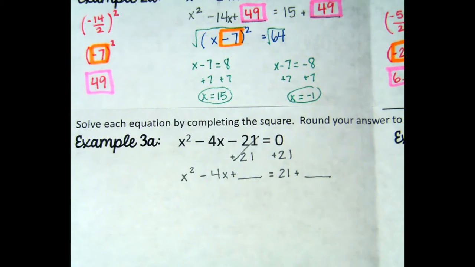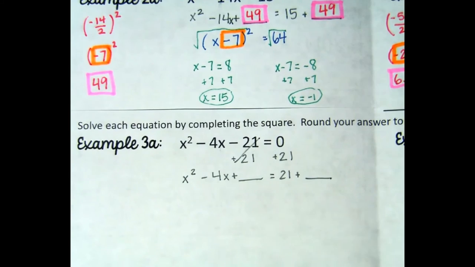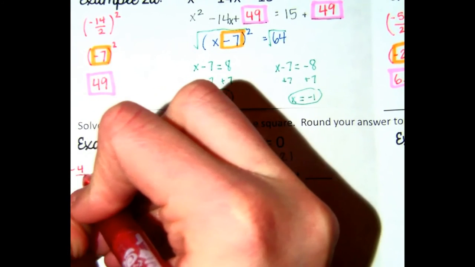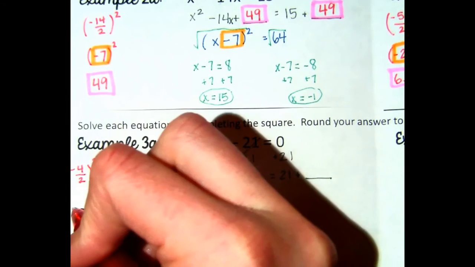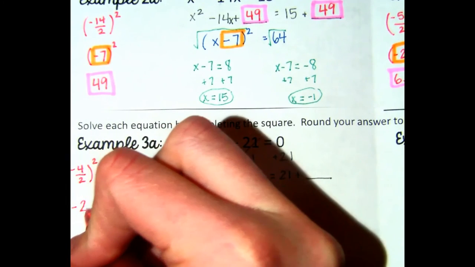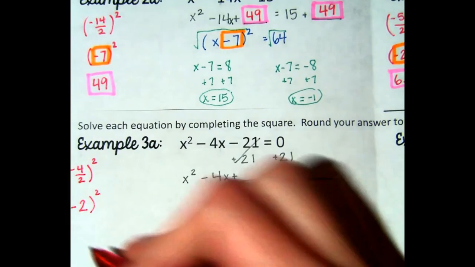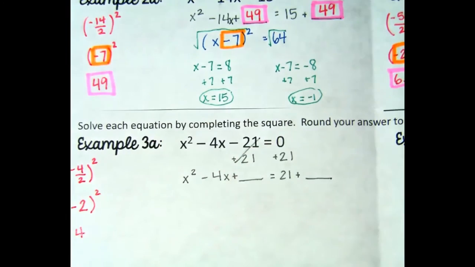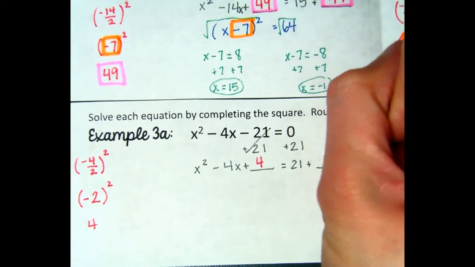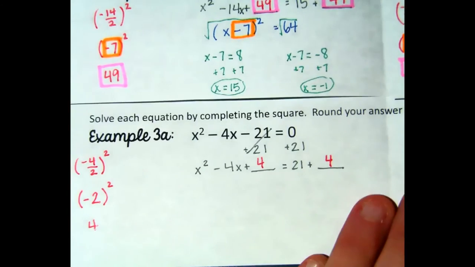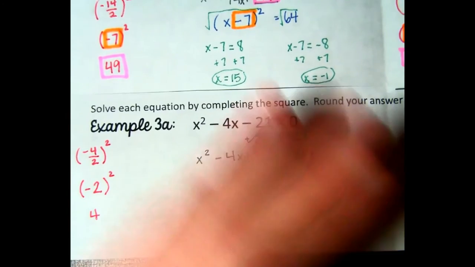Once I've moved over the number, I'm doing exactly what I did before. What am I going to put over here as my side work? Okay, -4 divided by 2 squared. What is -4 divided by 2? -2 squared. What is -2 squared? Where does that number go? In the blanks. My number is in the blanks. What do I do?